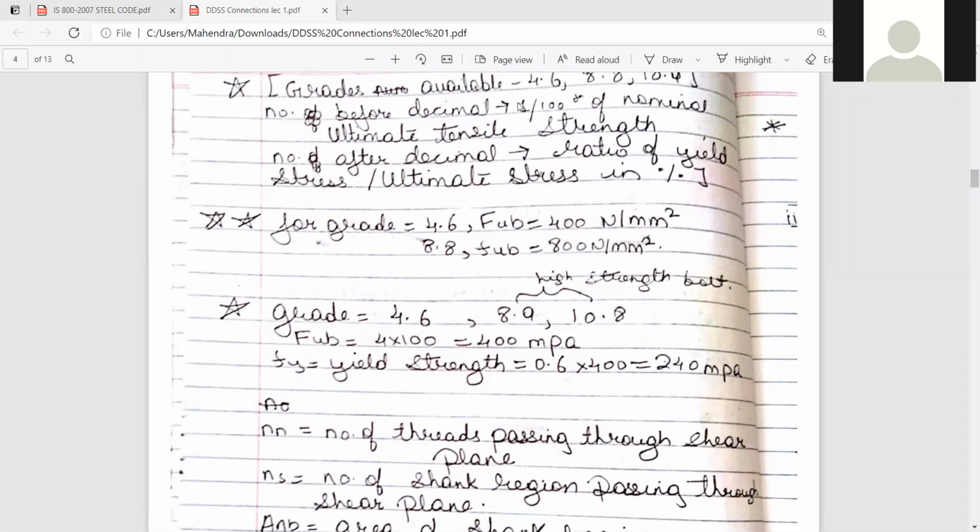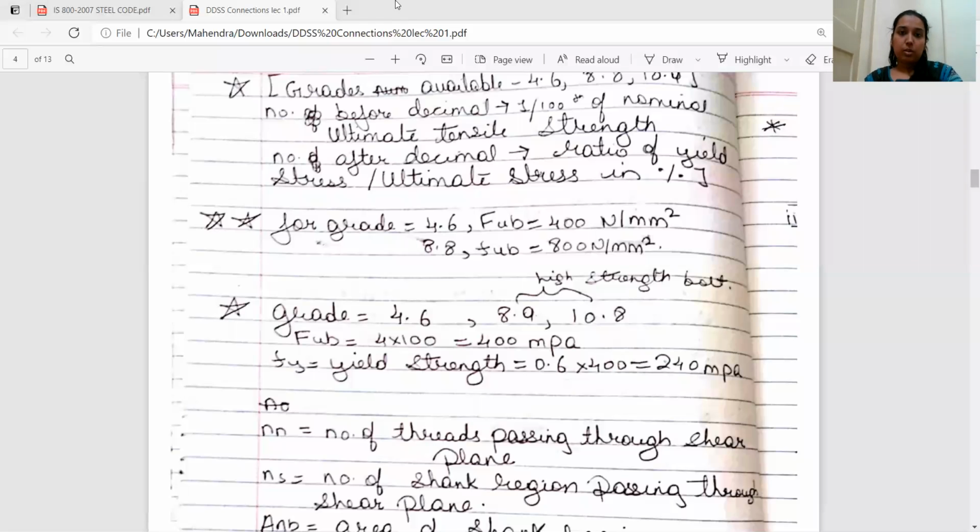So see here, the grades available are 4.6, 8.8 and 10.9. For grade 4.6, FUB is 400 Newton per mm square, and for grade 8.8, FUB is 800 Newton per mm square. Grades 8.8 and 10.9 are the high strength bolts. Whereas for grade 4.6, FUB is again 400 MPa and yield strength is 0.6 into 400, that is 240 MPa.